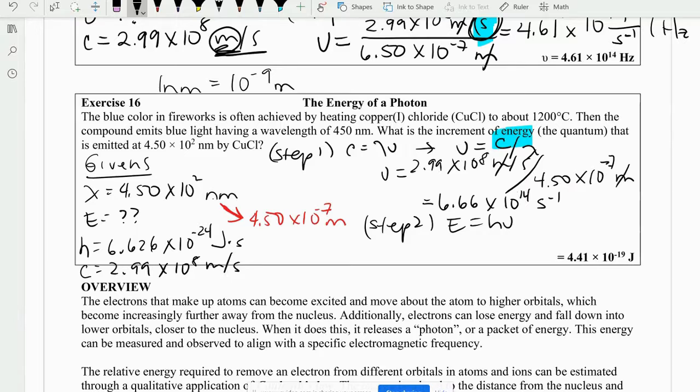Now I have frequency, so now I can determine what the energy is using E equals Planck's constant times frequency. I know Planck's constant, and now I just calculated frequency from the previous step. So I would say Planck's constant, 6.626 times 10 to the minus 24 joules per second. Multiply that by frequency, which we also just calculated in the above step.